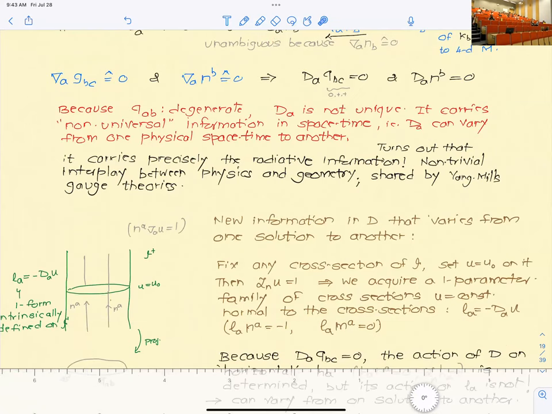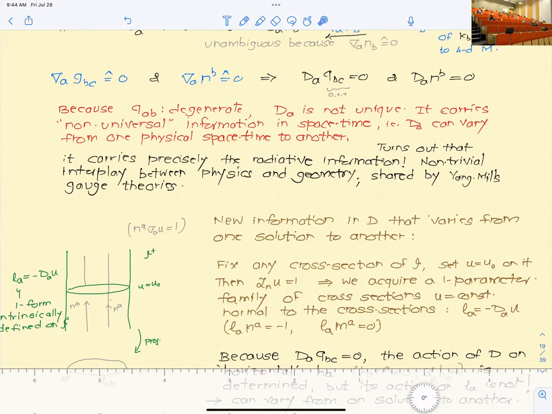And it turns out that this D carries precisely the radiating information in the nonlinear gravitational field. To me, this is almost a miracle that this is the case, that it carries exactly the radiating information. And this is also true for Yang-Mills theory.